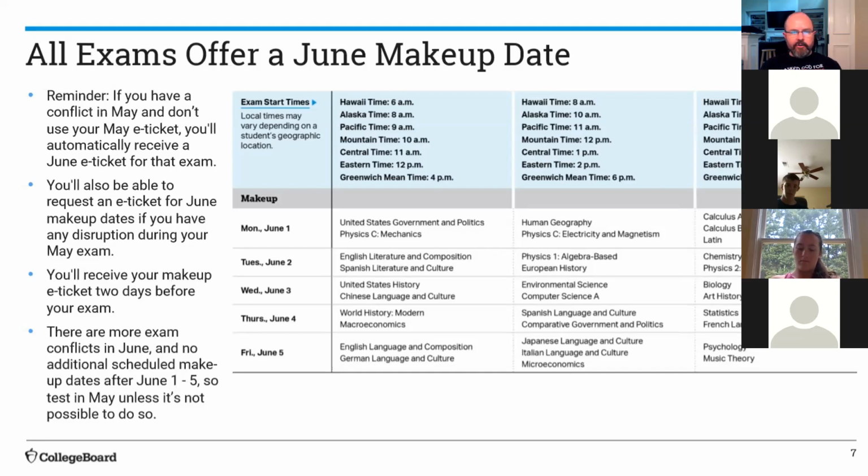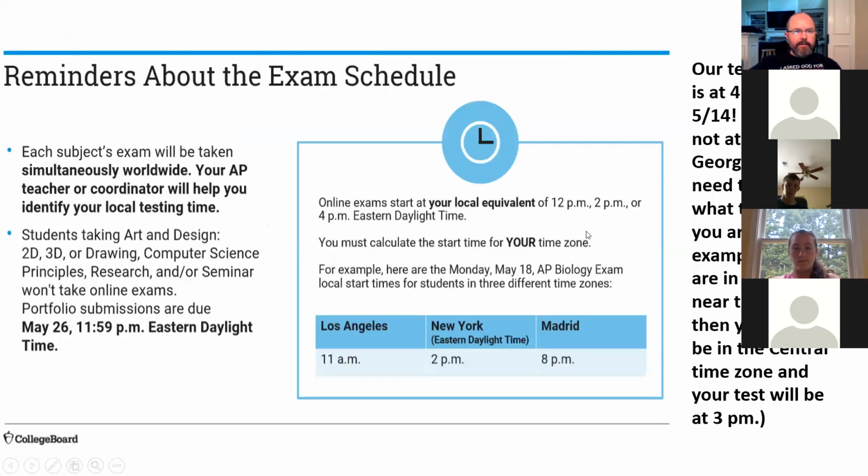There are more conflicts in June. No additional scheduled makeup dates are after this June 1st through 5th window. So if you don't get it done in one of these 2 testing sessions, that's it. Tuesday, June 2nd is the AP Physics 1 makeup, and the time is 2 p.m. Eastern time, so 2 p.m. local.